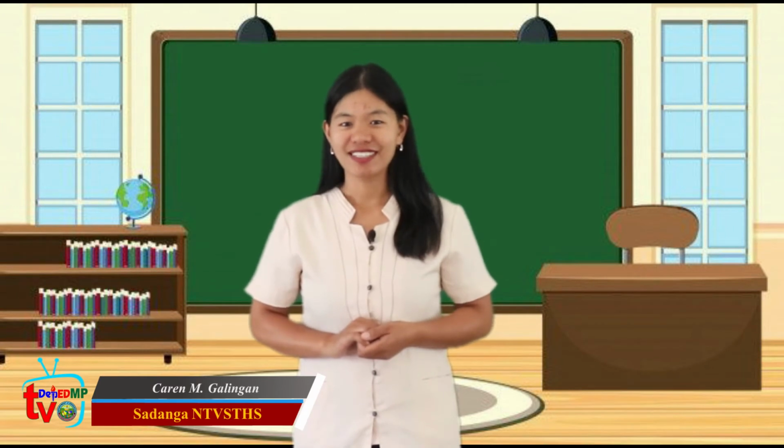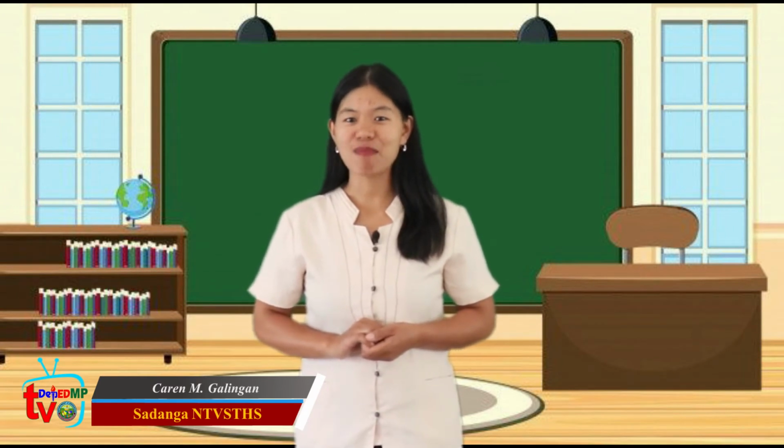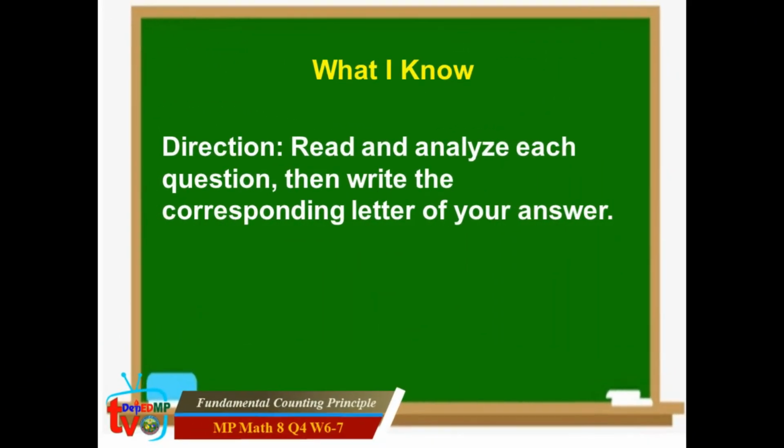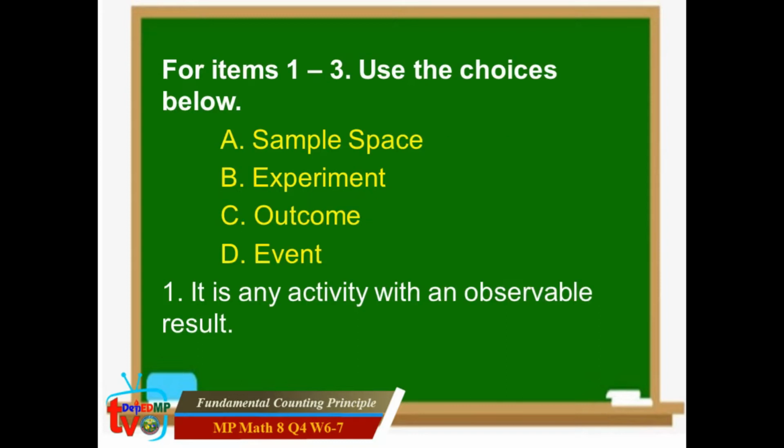Before we start, let us check your prior knowledge about the lesson by answering the pre-assessment. Direction: read and analyze each question, then write the corresponding letter of your answer. For items 1 to 3, use the choices below. A. Sample space. B. Experiment. C. Outcome. D. Event. 1. It is any activity with an observable result.